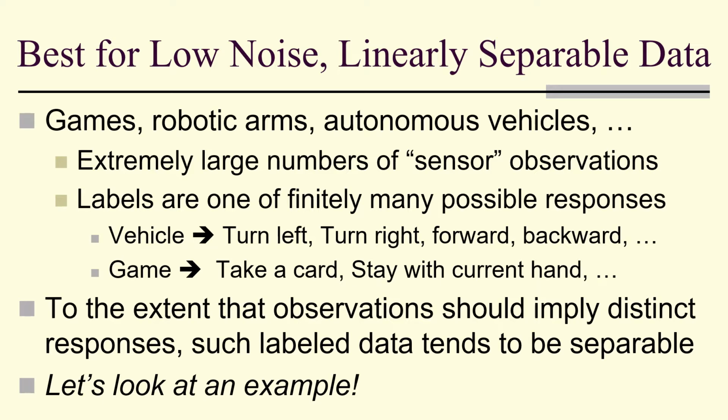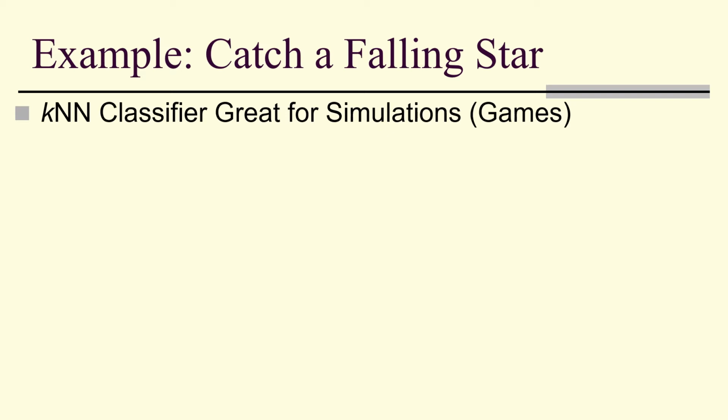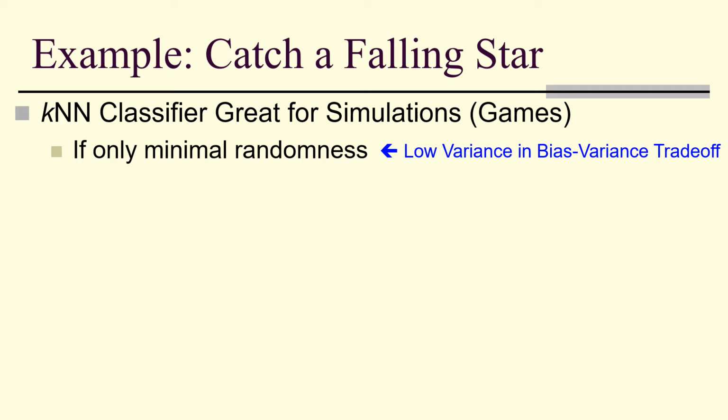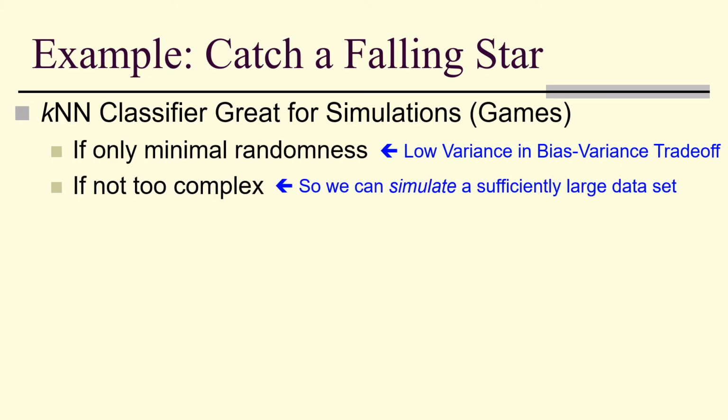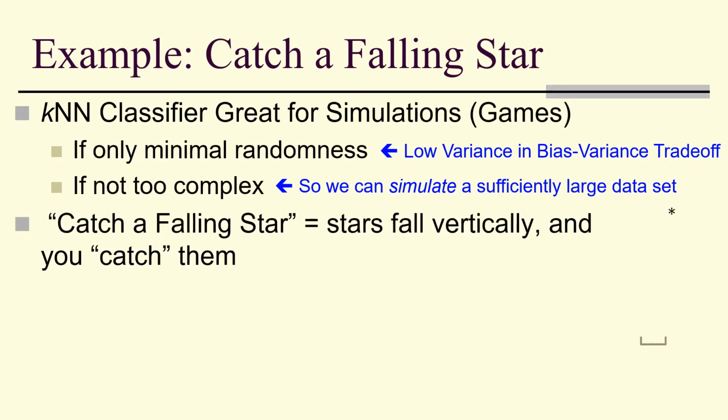Let's look at an example. Look at a game called Catch a Falling Star. The kNN classifier in general is great for simulations and games. You need minimal randomness in the game, and you don't want the game to be so complex that the data set's intractably large.